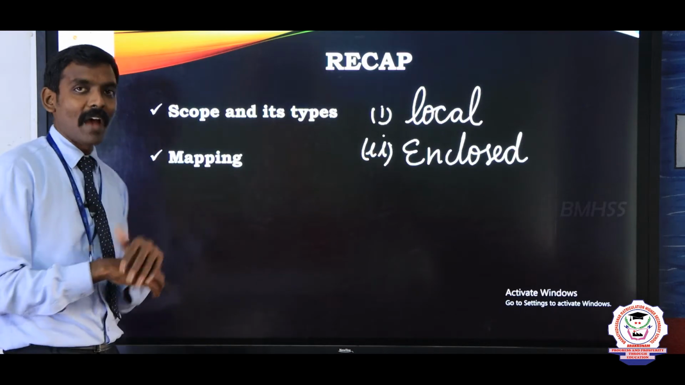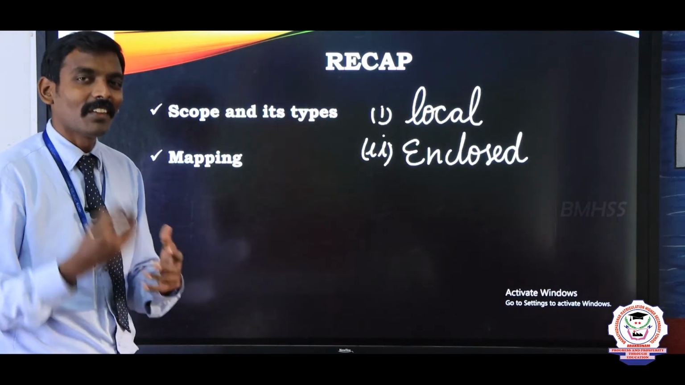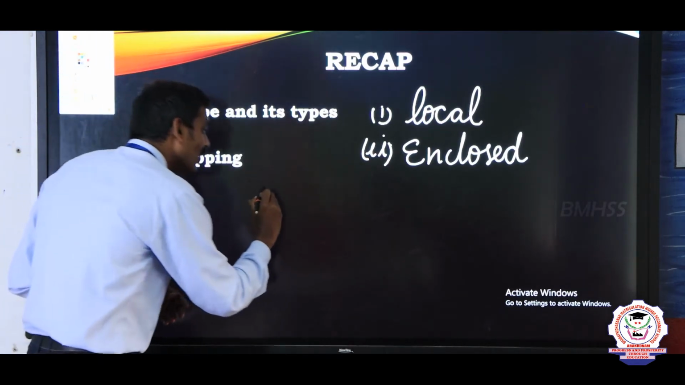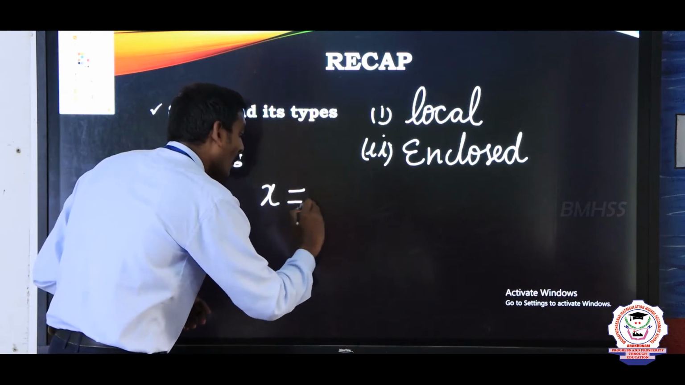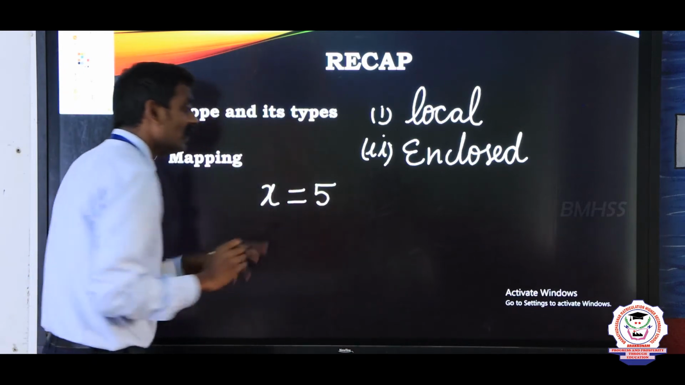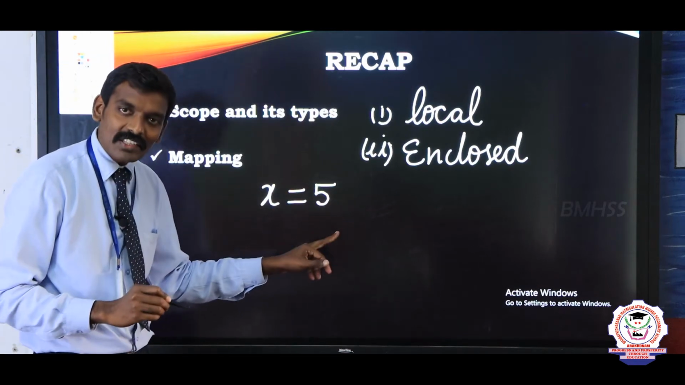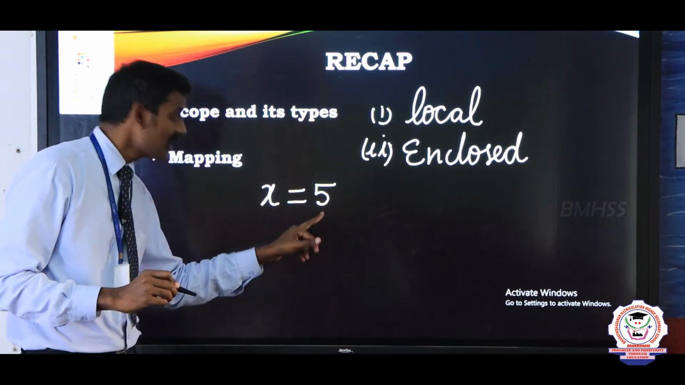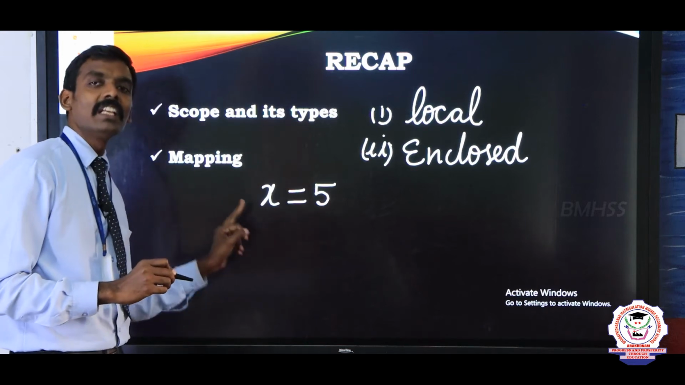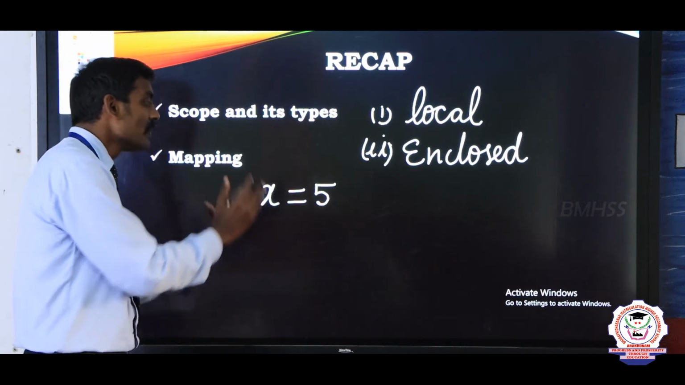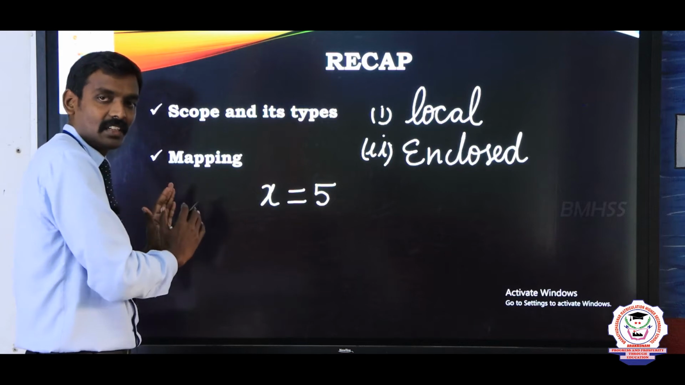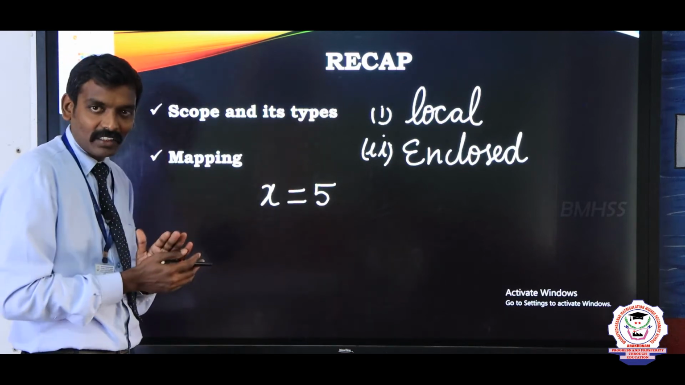And what is mapping? Mapping means very simple. Here x equal to 5. Here x is a variable and 5 is a value that is constant. Here that constant is mapped with the variable x. That means the value which is assigned to the variable x. Yes, this is called mapping.